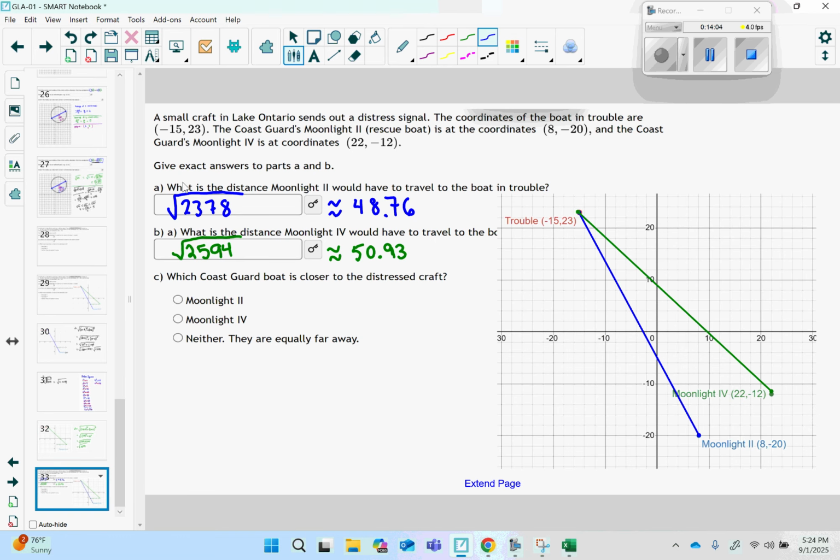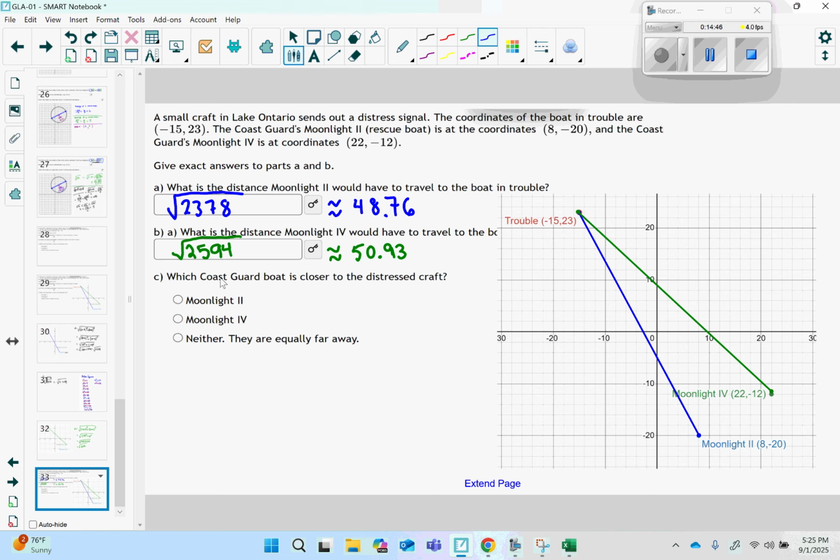So now we've found the answers to part A and B, the distances of each rescue boat from the boat that's in trouble. And I also put those into my calculator to get the decimal approximation so that we can think about them in terms of regular numbers. Now, I didn't need to do that to be able to answer part C. Remember, part C is just asking us which one is closer, or which one is the shorter distance from the boat that's in trouble. And since they're both the square root of a large number, whichever number under the square root is smaller is going to be the shorter distance.